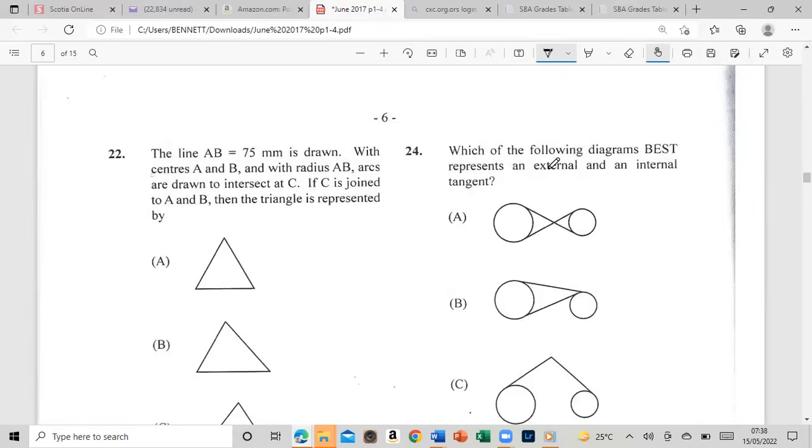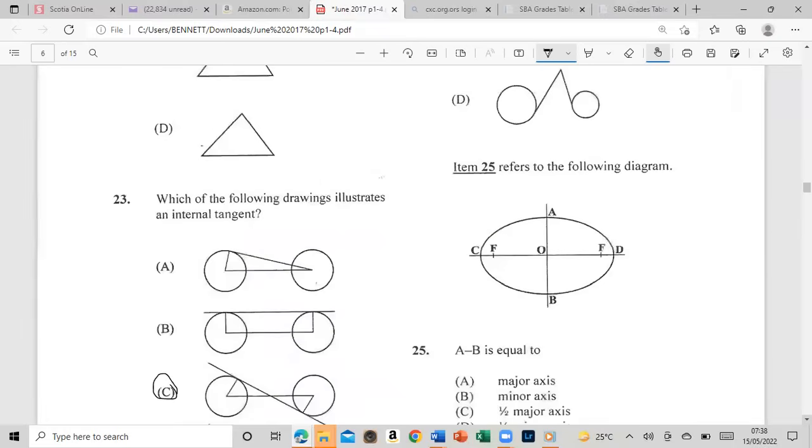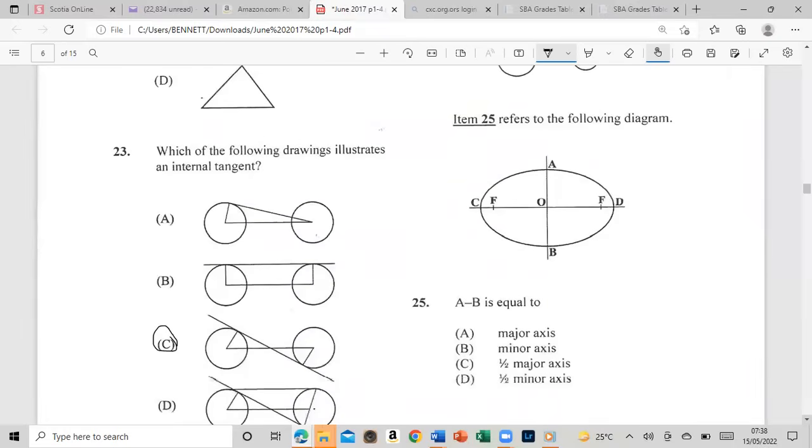24, which of the following diagrams best represents an external and an internal tangent? And that would be B. We did this one on the previous paper. Please ensure that you watch it. You guys definitely need to go and check out my channel for that.